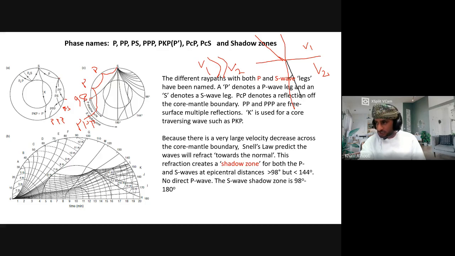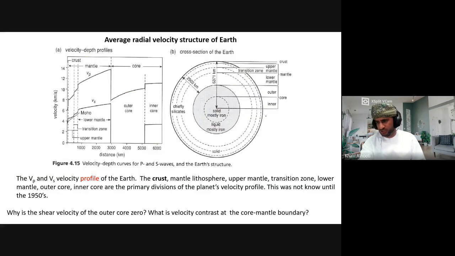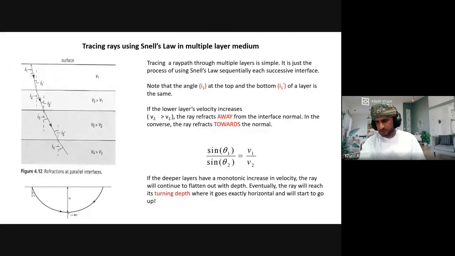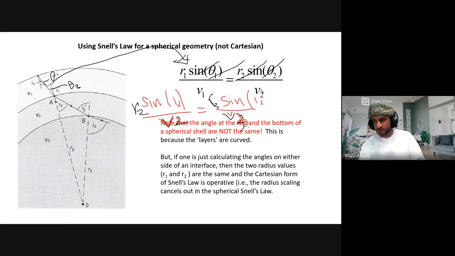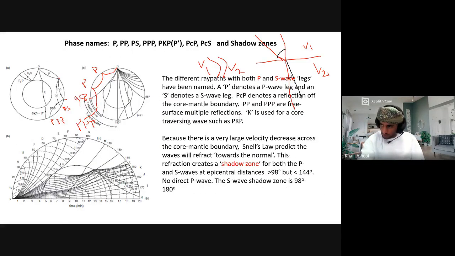It will be reflected toward the normal. This angle is smaller than this angle, if V1 is larger than V2. That's what I said somewhere earlier: if V2 is greater than V1, the ray refracts away from the normal. In the converse, the ray refracts toward the normal. So in this case, it's bending toward the normal, which is this line. And that's exactly what's happening here. So let me draw it for you to see yourself.